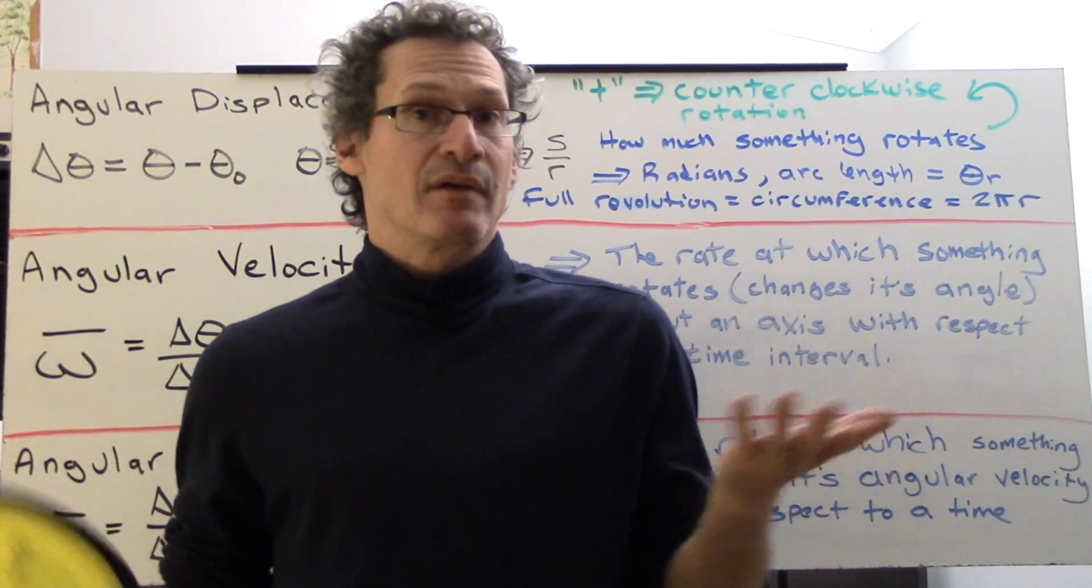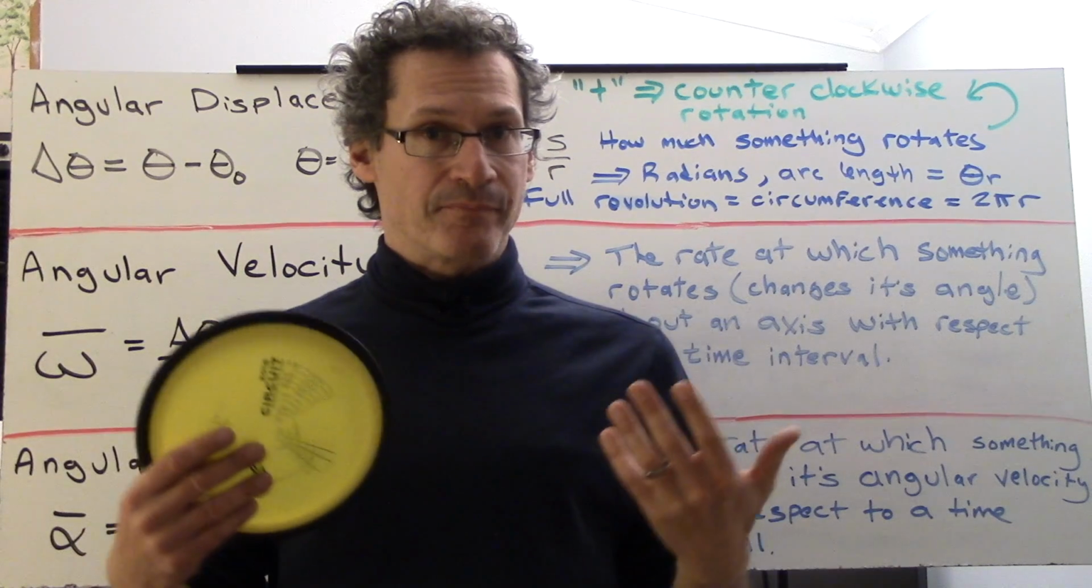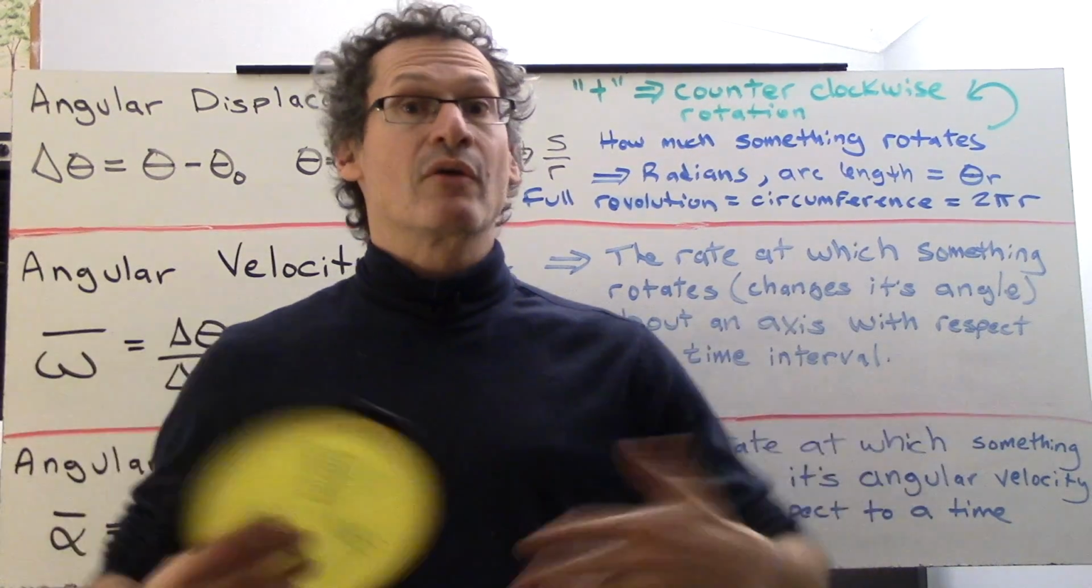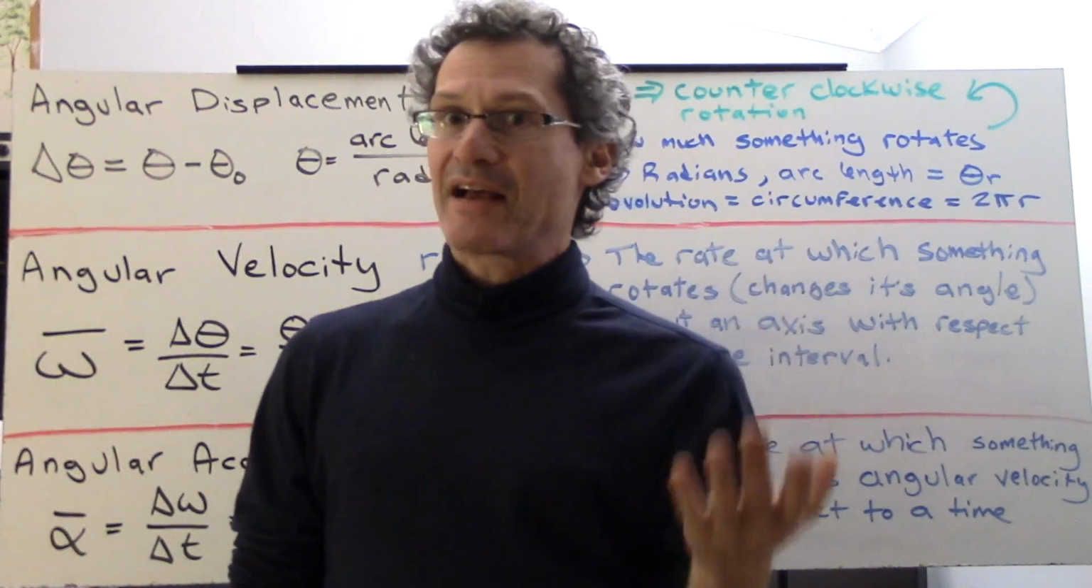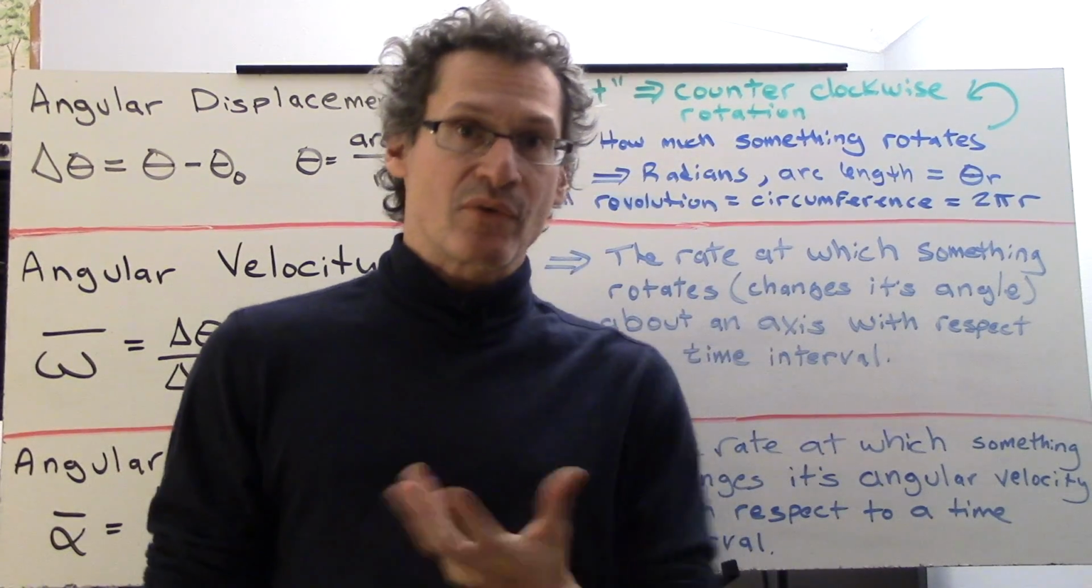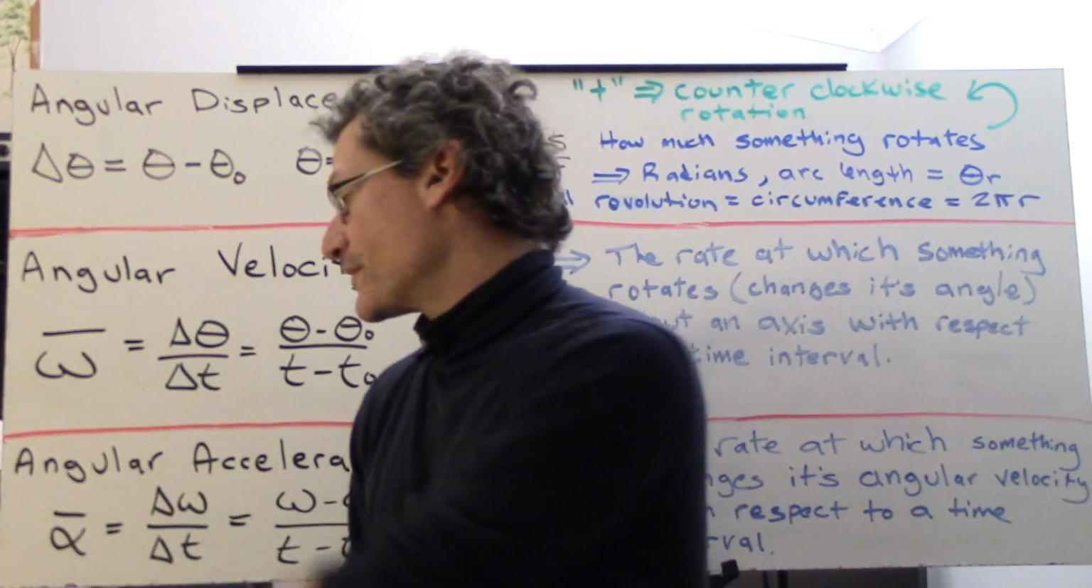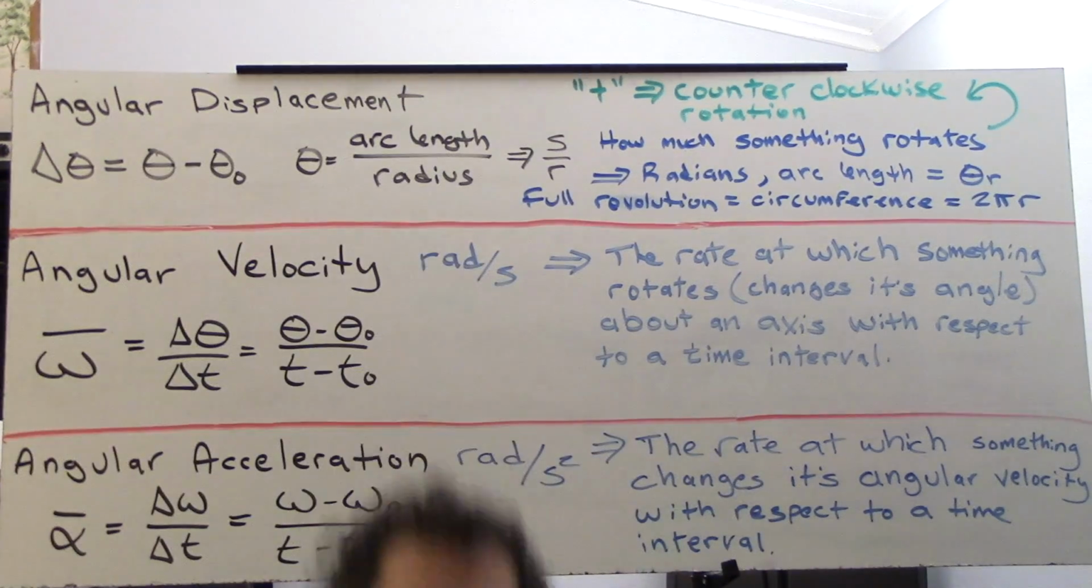So I'm going to show you the rotational equations of motion with constant alpha. The only way they work is, just like last time, we need to have a constant acceleration in order to use those equations. Now we need a constant alpha. So here we go.